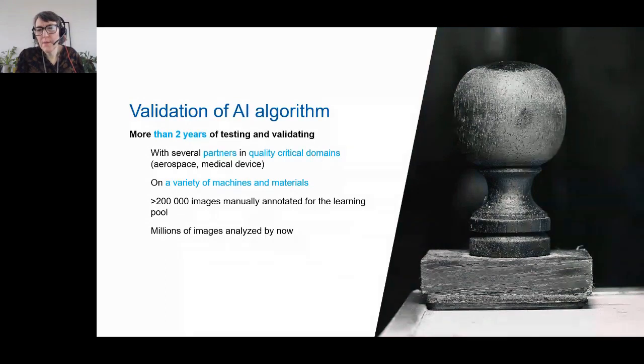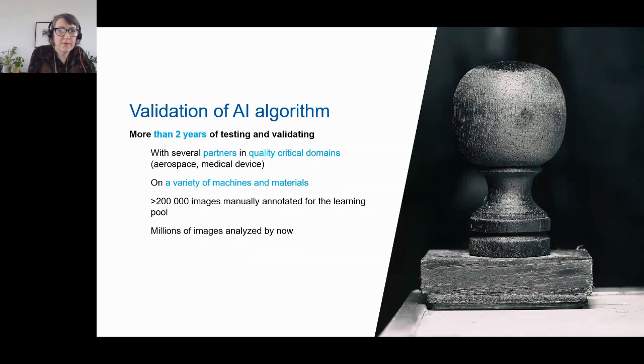So of course, AI starts with self-learning. We have manually annotated over 200,000 images to feed that learning pool. That's pretty expensive and boring and cumbersome and tiresome, but a must to get good results. And by now, in all these testing and validation processes, we have analyzed millions of images.